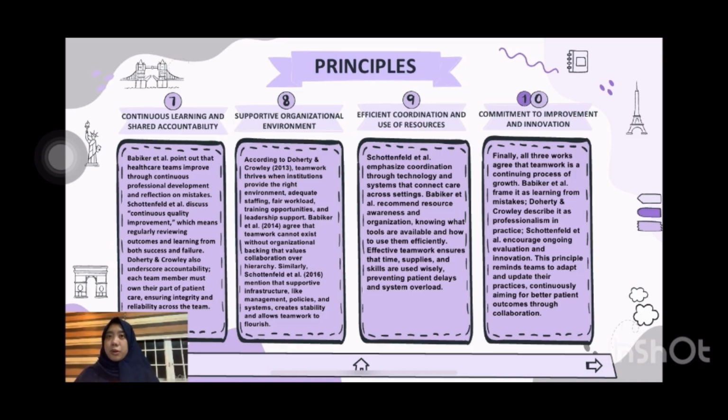8. Supportive organizational environment. According to Doherty and Crowell in 2013, teamwork thrives when institutions provide the right environment, adequate staffing, fair workload, training opportunities, and leadership support. Babiker and colleagues in 2014 agree that teamwork cannot exist without organizational backing that values collaboration over hierarchy. Similarly, Scott and colleagues in 2016 mentioned that supportive infrastructure like management, policies, and systems create stability and allows teamwork to flourish.